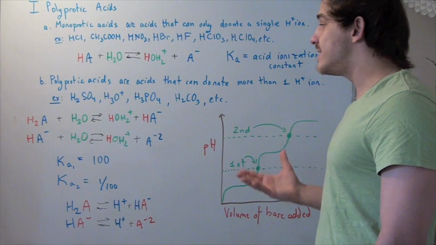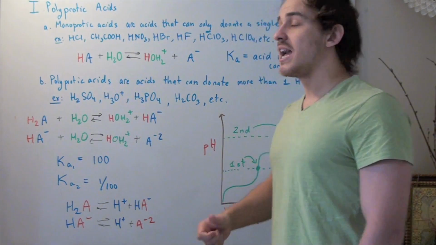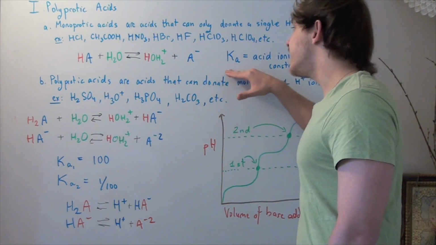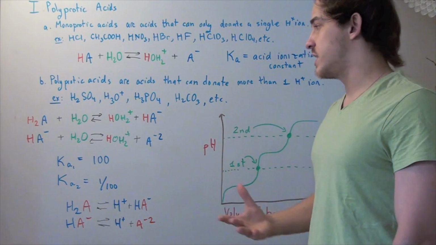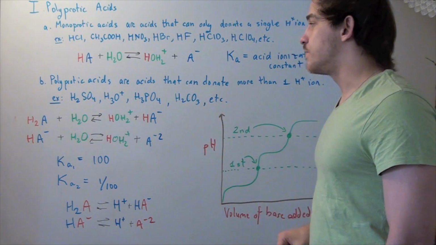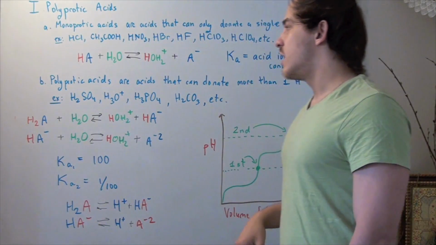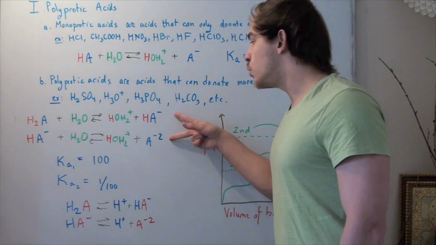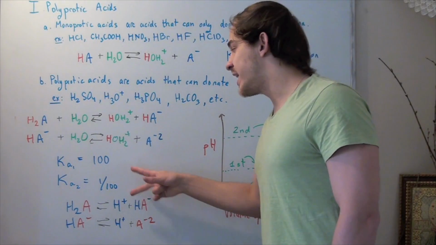Now the same way we spoke about Ka, or acid ionization constants, for monoprotic acids, we can also talk about Kas of our polyprotic acids, except now we're not going to have one Ka, we're going to have more than one Ka. Each Ka represents a single reaction. So for this particular polyprotic acid, we have 2 reactions, so we have 2 Kas.